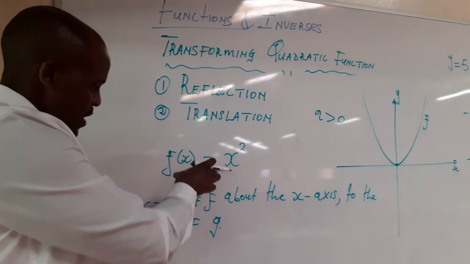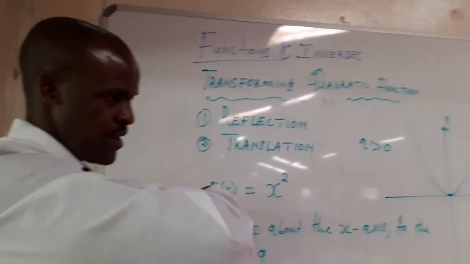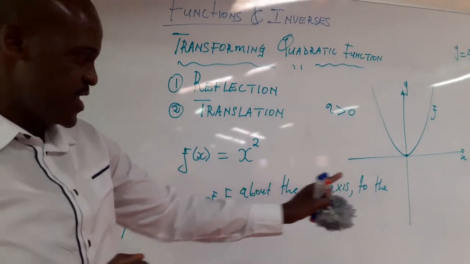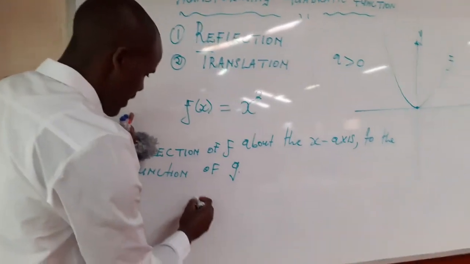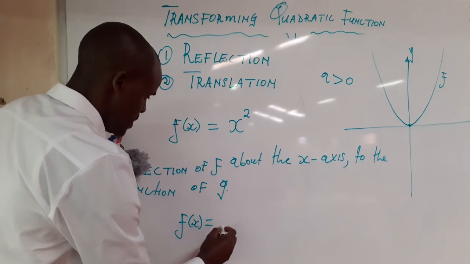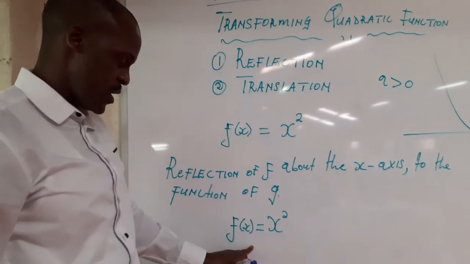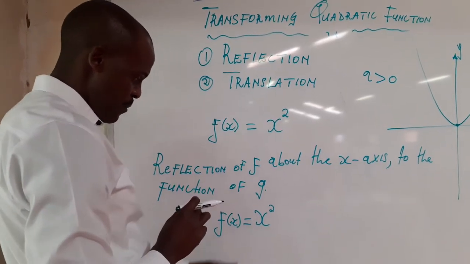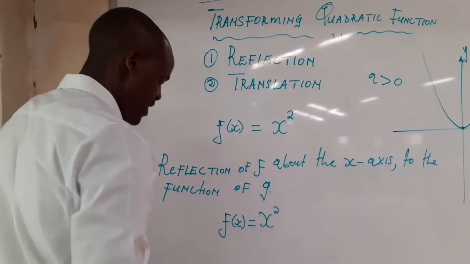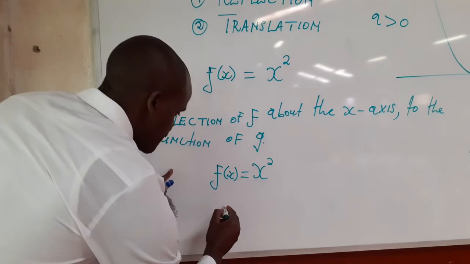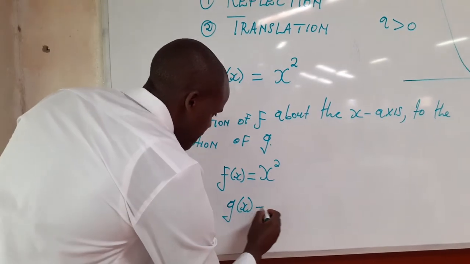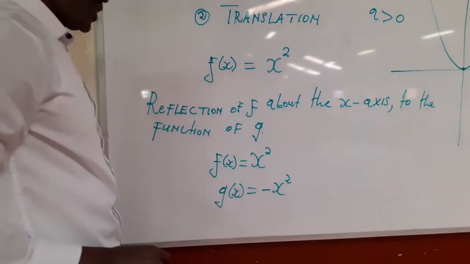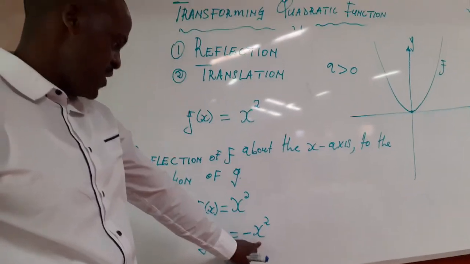Remember, we said if you are to reflect about a horizontal line, y will be affected. You have to multiply the value of y by negative. Our y here is given by f at x equals x squared. So if you are to reflect this about the x-axis, you multiply the whole equation of y by negative. This will give us the function of g. So g at x after reflection will be g at x equals negative x squared.